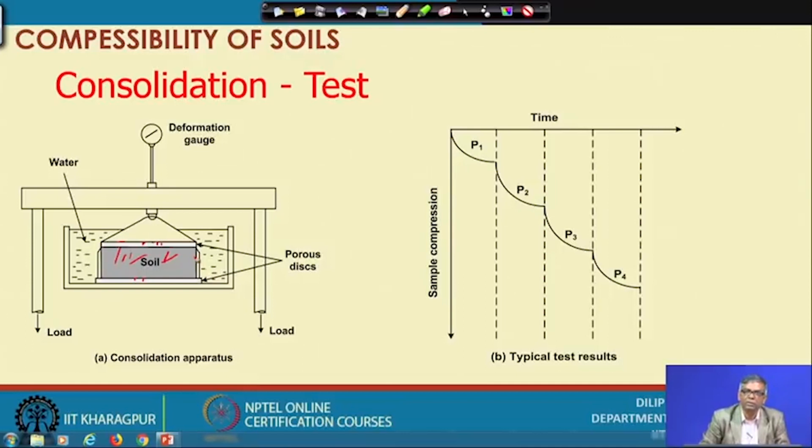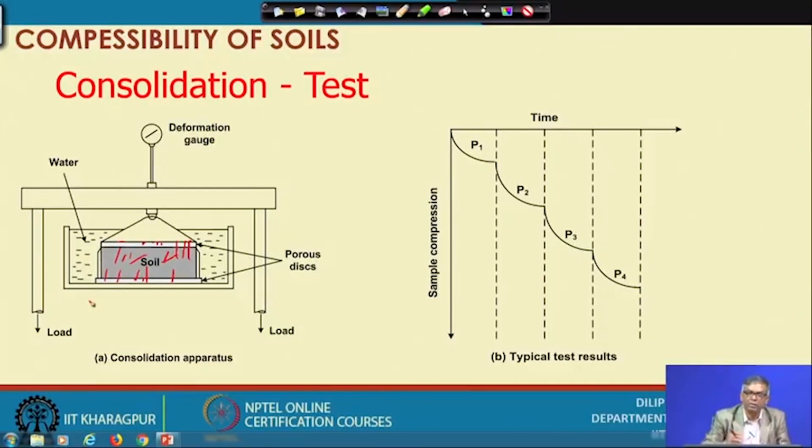Immediately after the application of this load, the load will not go directly to the soil grain. What will happen? Because of the incompressible nature of water, the water will get pressurized, in the form of excess pore pressure. That excess pore pressure cannot stay longer, so it will try to dissipate. And how does it dissipate? Through seepage of water through the porous stones.